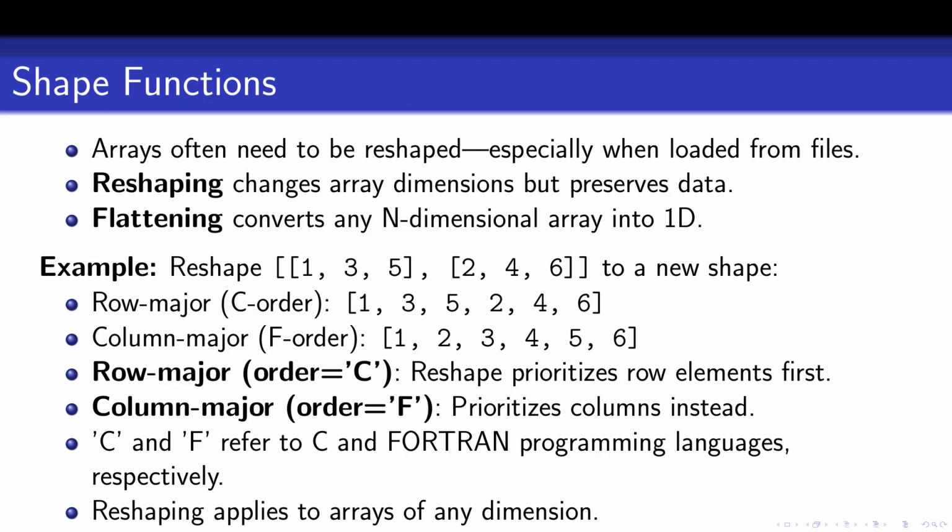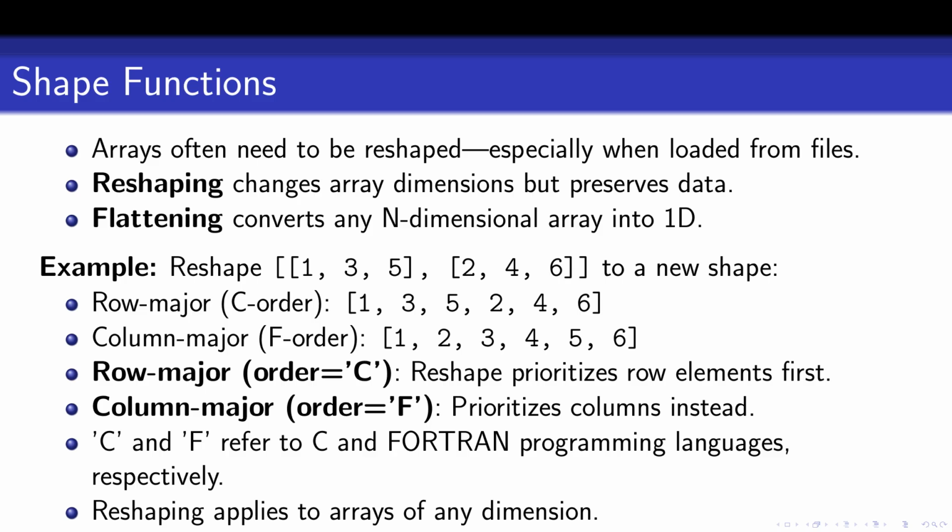Reshaping and flattening arrays is a common need when working with real-world datasets, especially when moving between file formats or preparing input for machine learning models. Reshaping changes the structure of an array without altering its data. For example, a 2D array with shape 2, 3 could be reshaped into a 3, 2 array, assuming the total number of elements stays the same. Flattening converts a multidimensional array into a 1D array and is often used when vectorizing data.